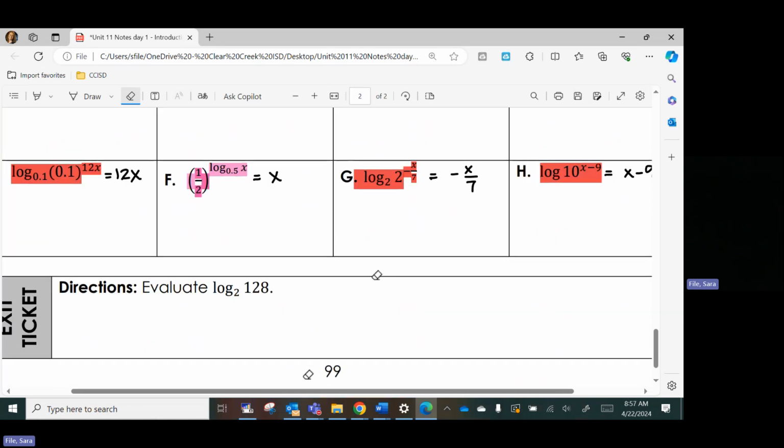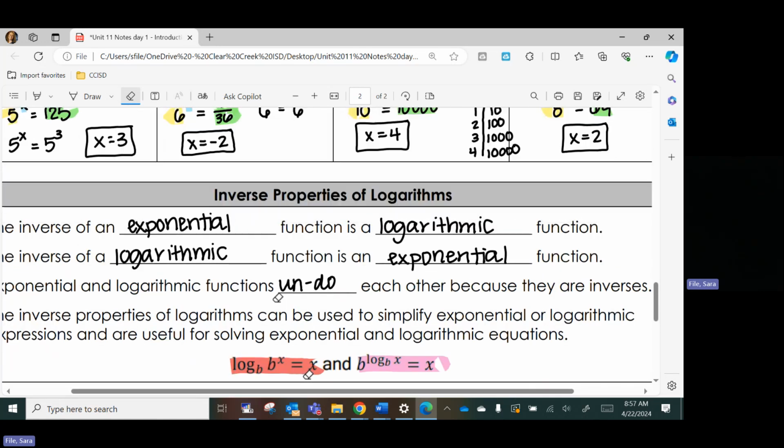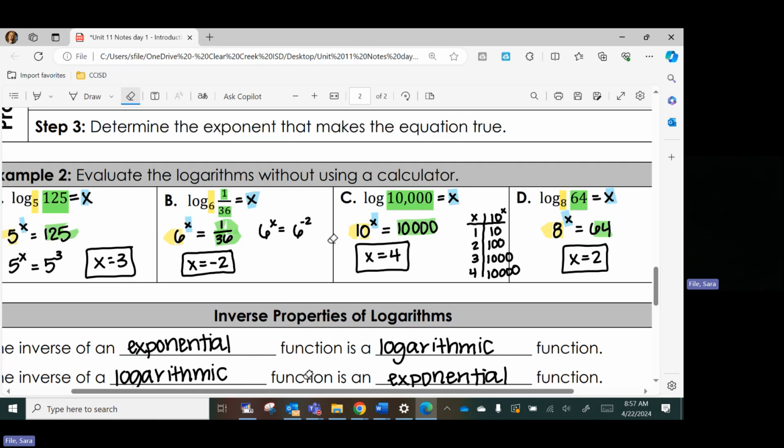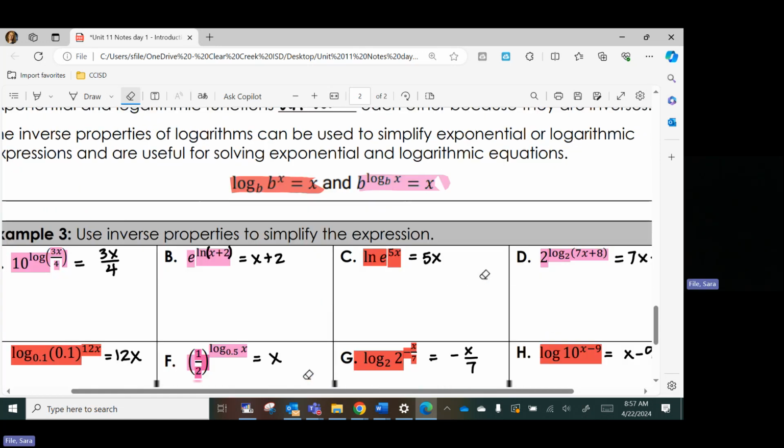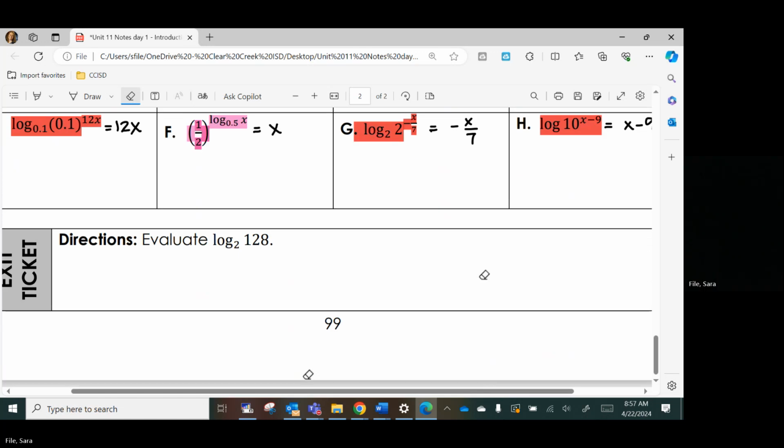Give the exit ticket a shot. We'll start the day tomorrow going over that, but see if you can evaluate that log. That is similar to the examples we were doing right up here in example 2. Evaluating, set it equal to x, rewrite it in exponential form, and figure out what that x would be. All right.